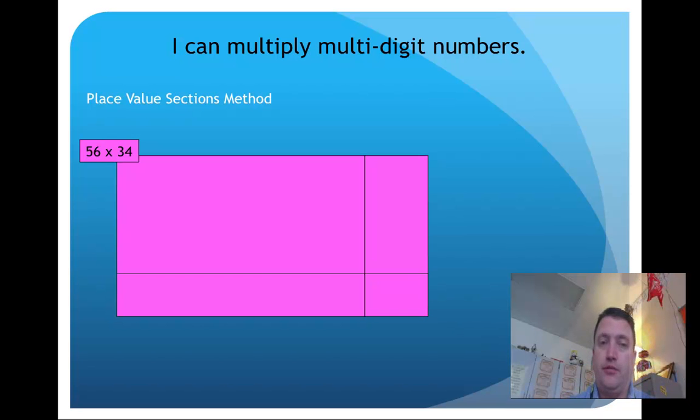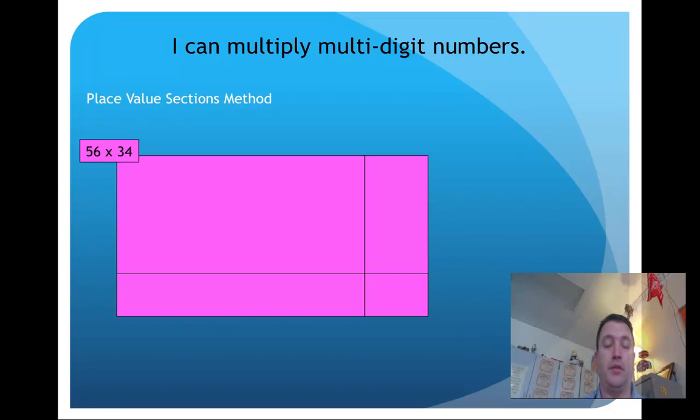First thing we're going to look at is a place value sections method. If you think back to 4th grade, you did learn this in 4th grade, but I'm going to review this method for you. We're going to do that now. So I've got 56 times 34. What I'm going to do is break these apart into the tens place and ones place and place them around this grid.